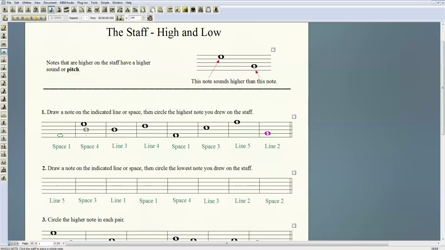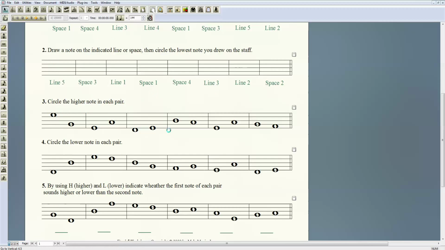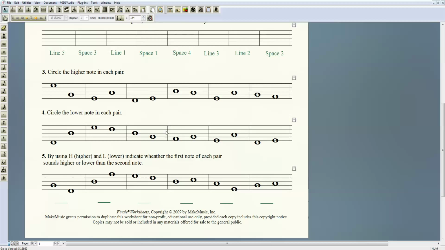Okay, so hopefully you could hear that as it went down in the staff, it went down in sound. And as it went up in the staff, it went up in sound. So, just a quick little game, and I'll let you do some of these on your own if you want to download the file. But, which one of these two is the higher note? Is it this one or this one?